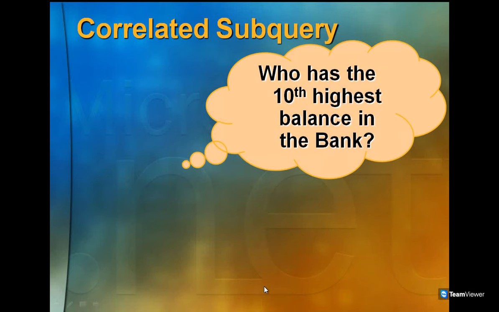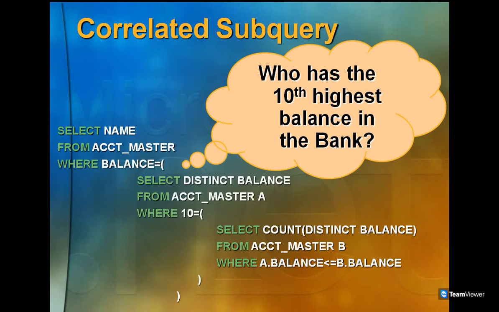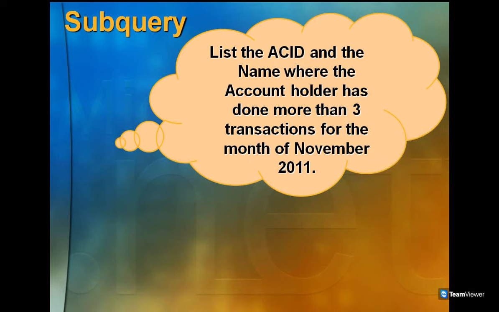Okay, then the next topic would be, so I have written the same thing using a correlated subquery, and this will confuse you, but before understanding this query we have to understand what a correlated subquery is. So I'll give you some practice for subqueries. List the ACID and the name where the account holder has done more than 3 transactions for the month of November 2011. This we have to practice, guys. It will be there in the video. You can just practice it.